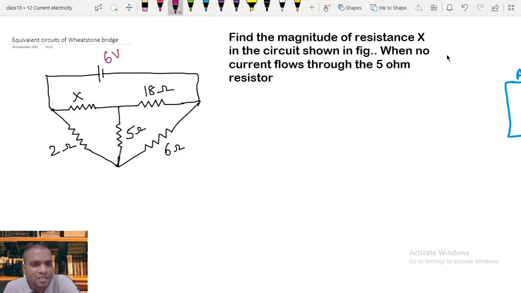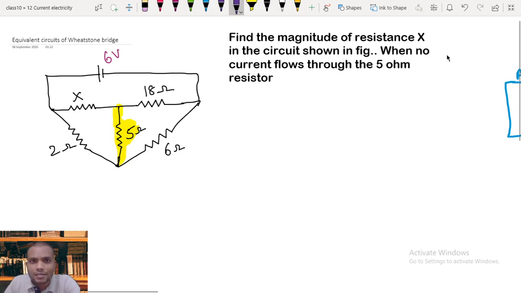The Wheatstone's bridge structure is not always like what we saw. This is one of the equivalent circuits of the Wheatstone's bridge. The given problem is to find the magnitude of resistance X in the circuit shown in the figure when no current flows through the 5 ohm resistance. The problem is telling us that no current is flowing through the 5 ohm resistance, so that is one of our Wheatstone's bridge conditions also.